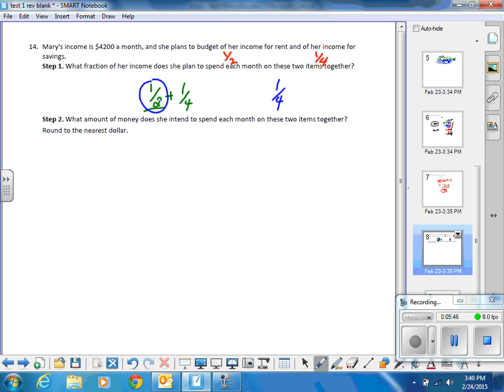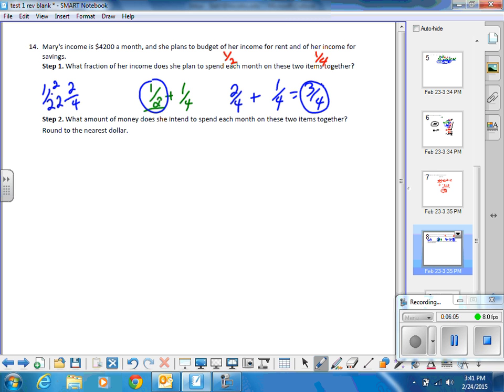So this one is the only one I need to change. This is going to stay the same. But if I want to make 1/2 something over 4, I need to multiply the top and bottom by 2, and I make that 2 over 4. So 2 over 4 plus 1 over 4 gives me 3 over 4.